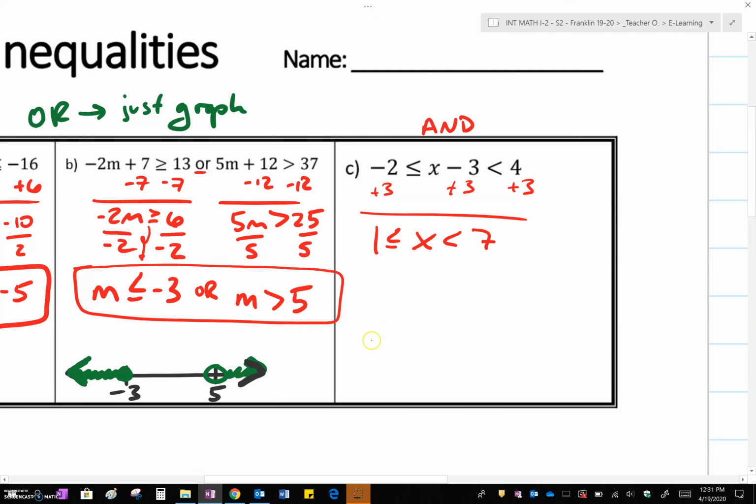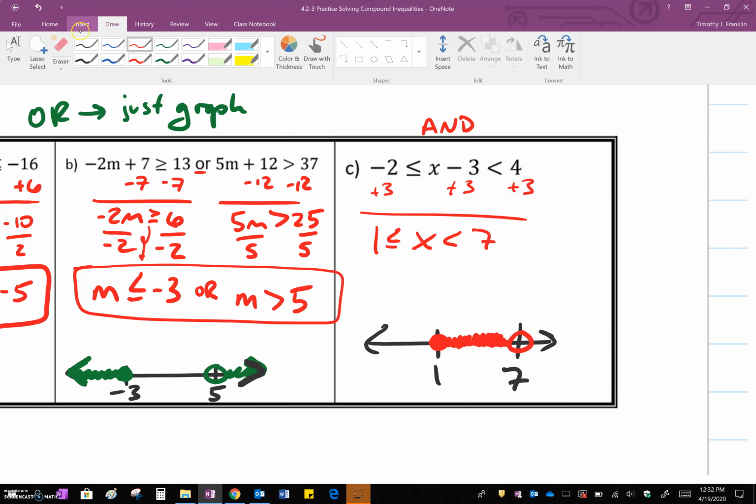So remember from last week, when your inequalities look like this, x is always shaded in the middle. So we're going to put the correct circles on here, filled in on the 1, open on the 7, and then just shade in between. Okay, so you have it.